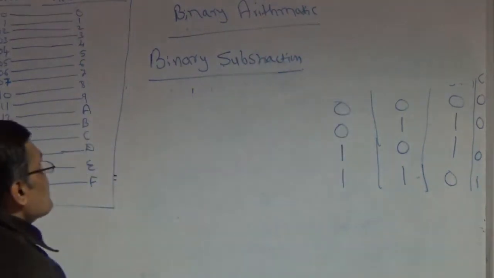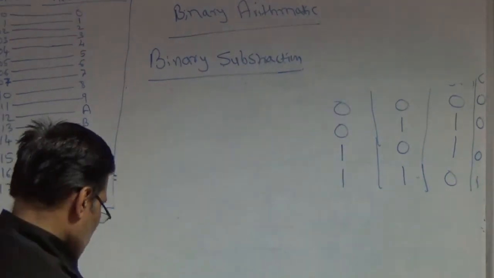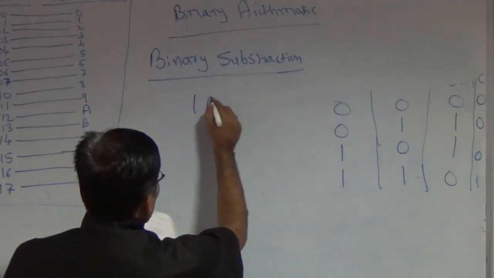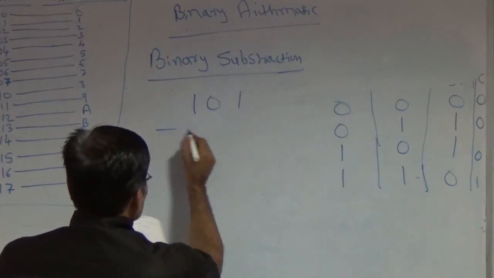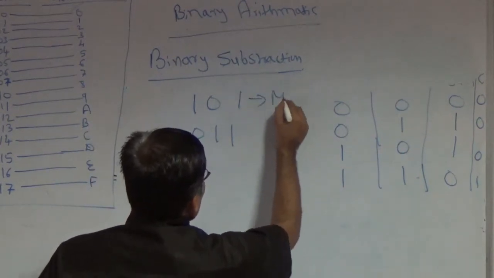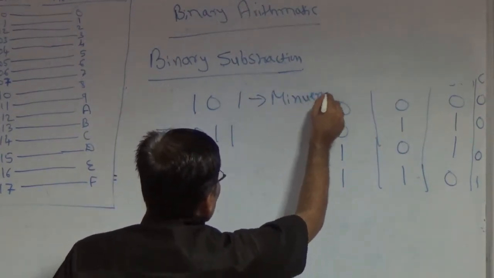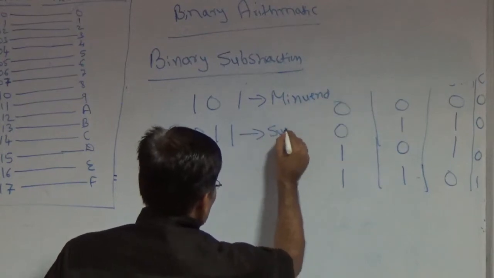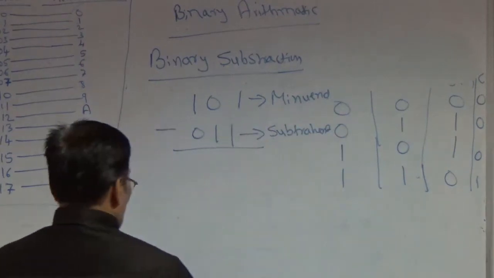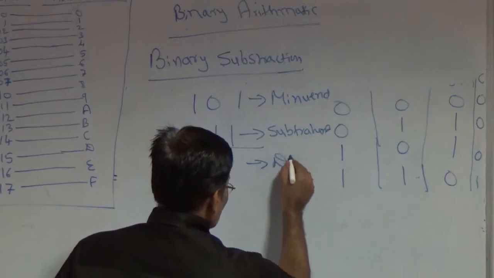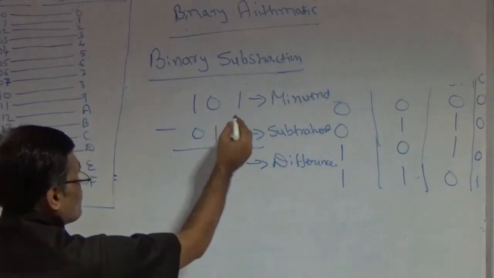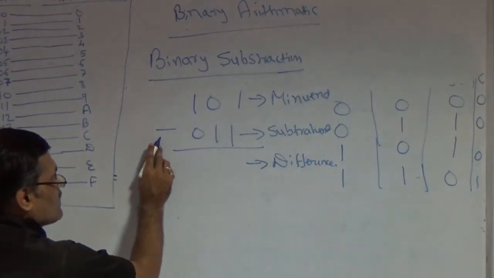So the next operation in binary arithmetic is binary subtraction. Consider two numbers, let us say 101 and minus 011. As you already know, this is known as the minuend. The second number is known as the subtrahend. And whatever result you get is the difference. So you need to subtract here.